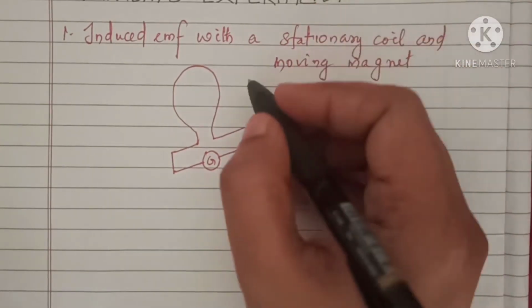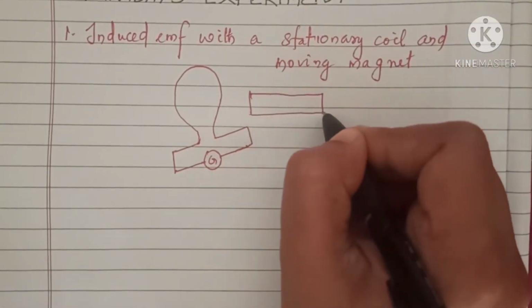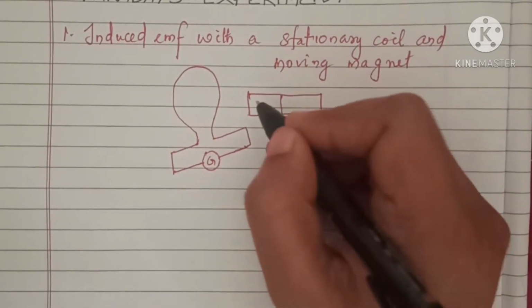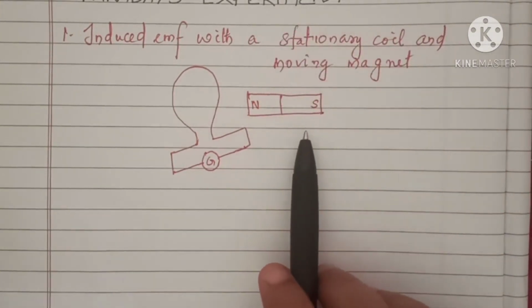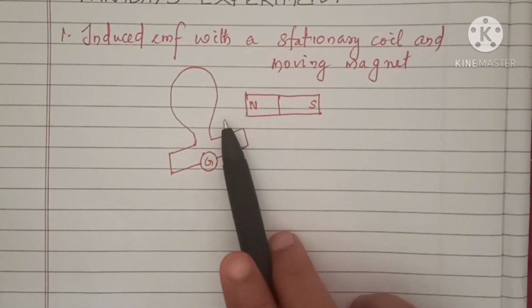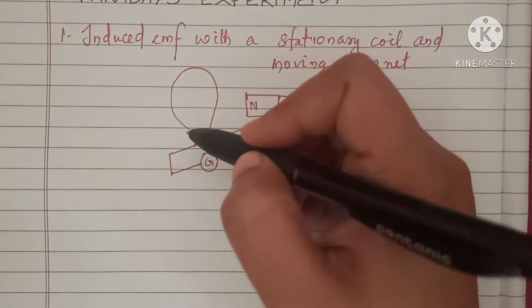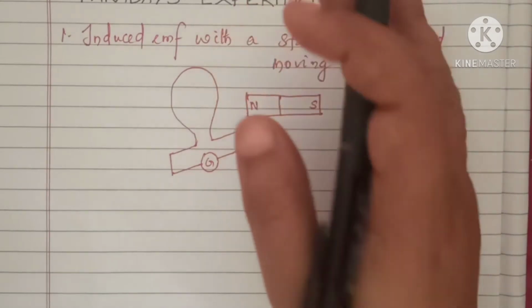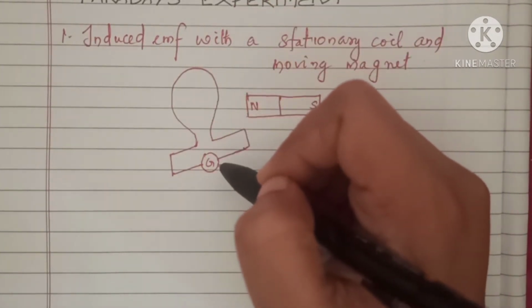Now a bar magnet is placed here. It has two poles, as you know, north pole and south pole. Here I have placed the north pole near to this coil. Is that clear? This is a circular coil of thick insulated copper wire. It is connected to a sensitive galvanometer.